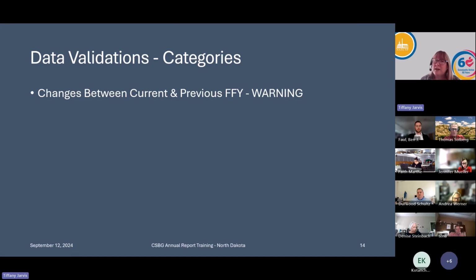This is a warning. This is when you're going to get that your data is either 100% more or 50% less, or you reported 0 last year and you're reporting money this year, or you reported money last year and you're reporting 0, and vice versa. So these are warnings because there is a very good reason why the numbers may have changed.